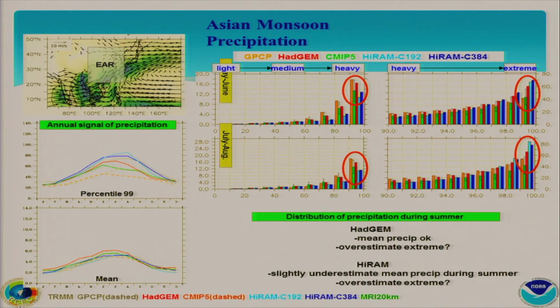So Hagen, the UK Met Office couple model, the mean precipitation is okay, but overestimates the extremes. The Hagen is the red one. And for HIRAM, we slightly underestimate the mean precipitation during summer and overestimate the extremes.